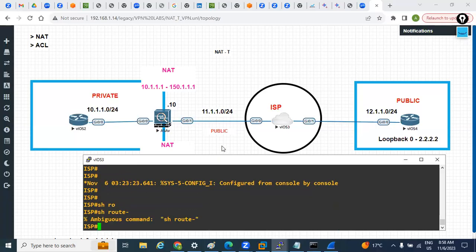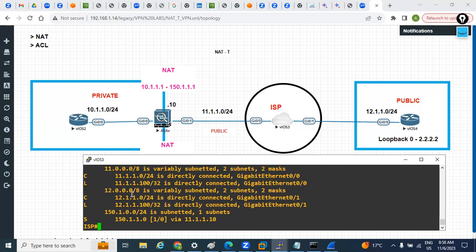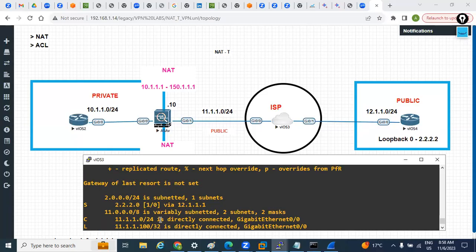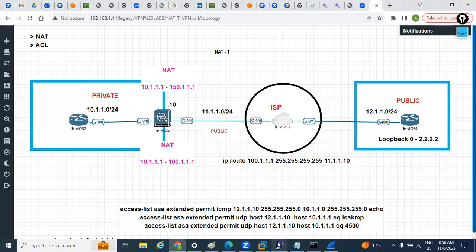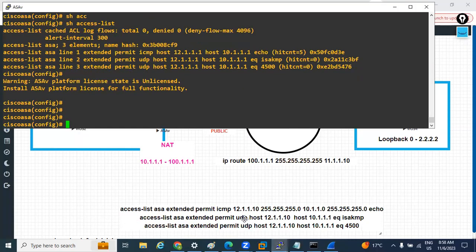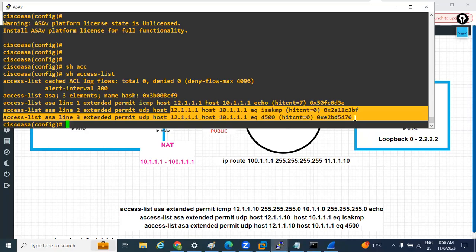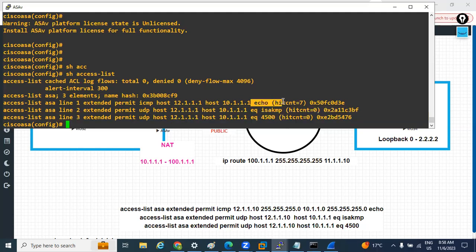Flow route. We have a default route for static routing for 150. Then is there any problem with the ASA? Show access-list. These hit counts are not increasing. I think somewhere I have made a mistake in this. I think so. UDP host is 12.1. Because this hit count is increasing.